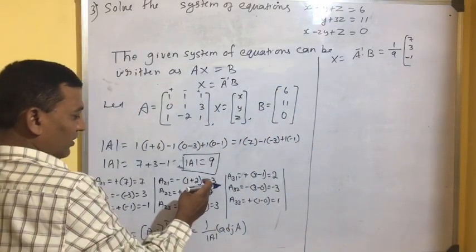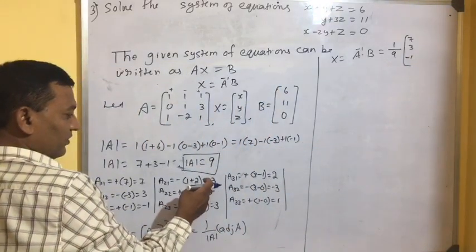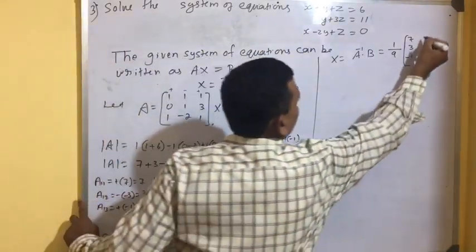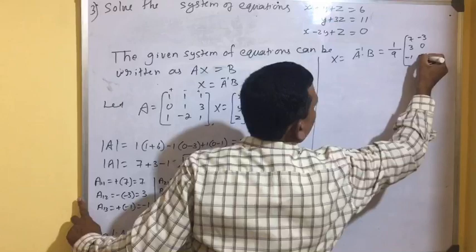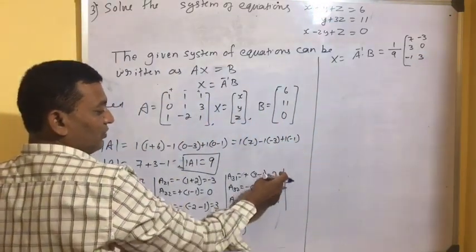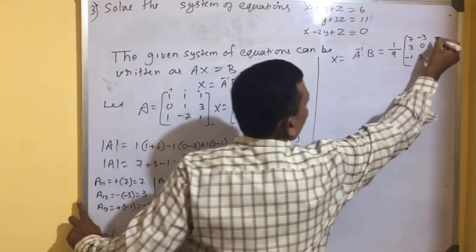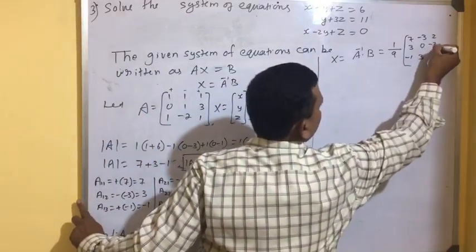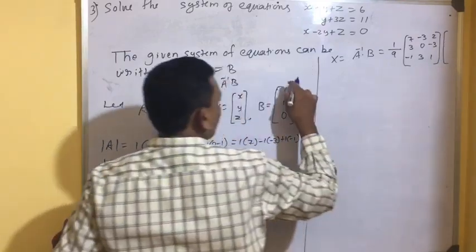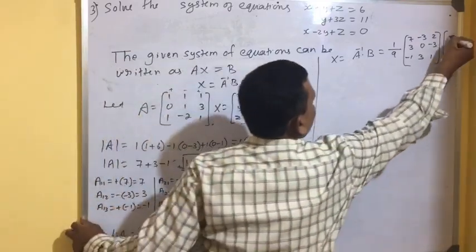Next we have second row. In terms of column it becomes minus 3, 0 and plus 3. Then it is third row. I will write in terms of column: 2, minus 3 and 1. Now into B. B we have written in the beginning. It is 6, 11 and 0.